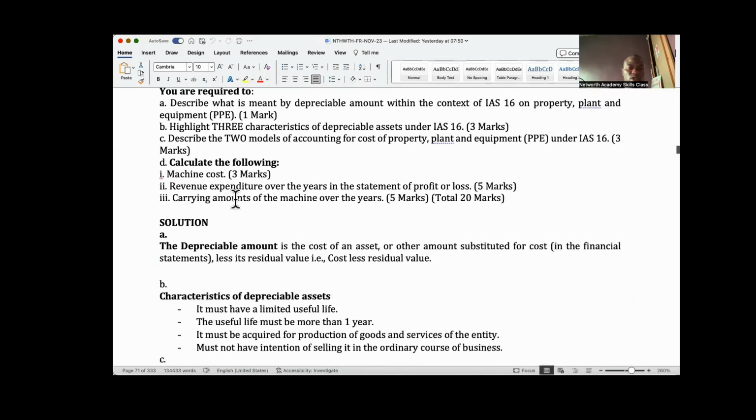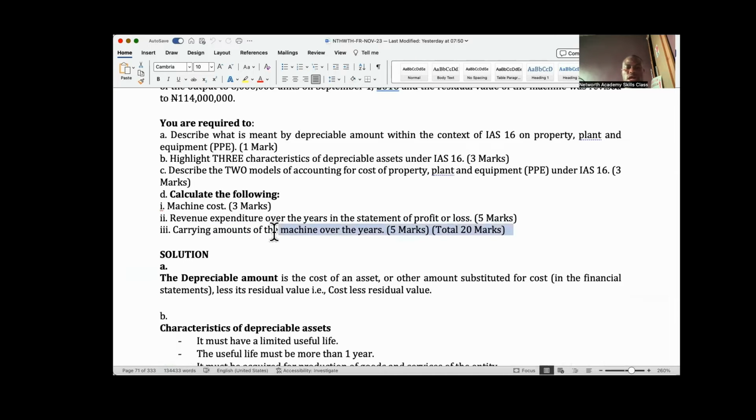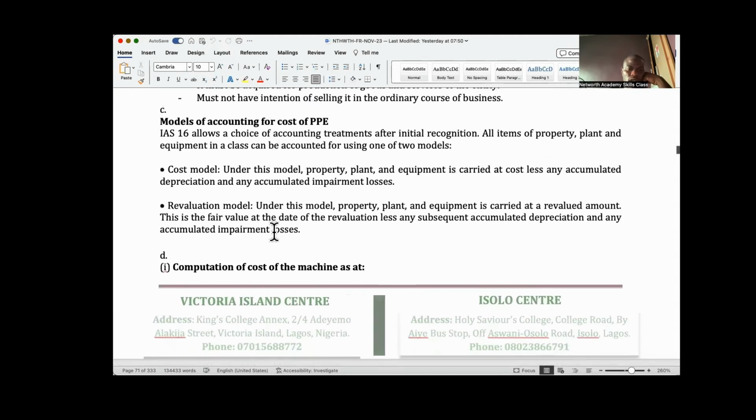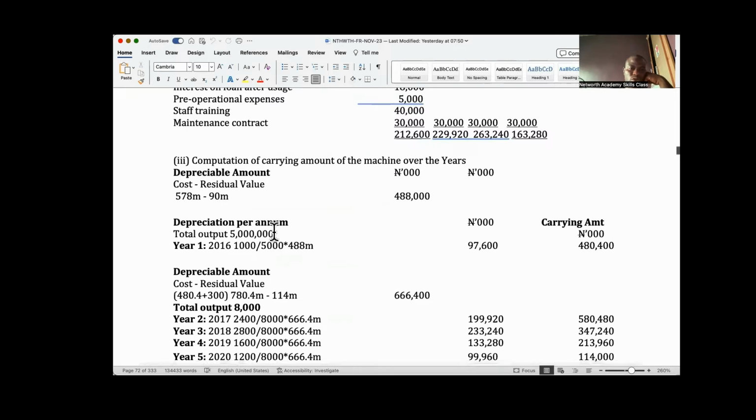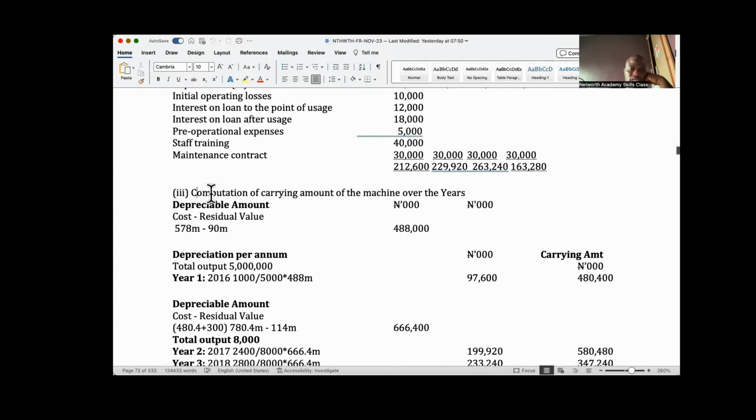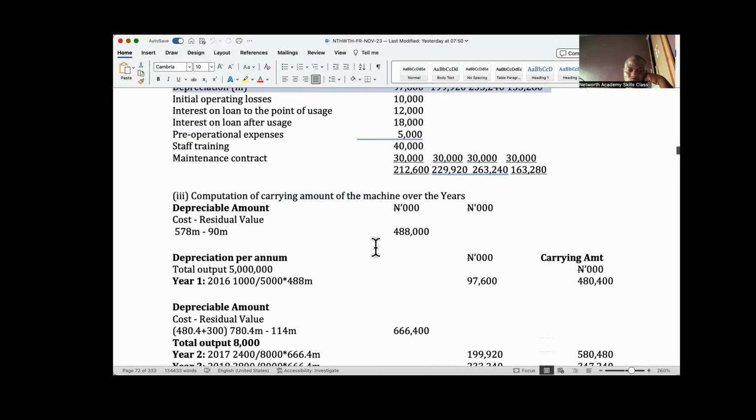And which is the next question that asks us to determine carrying amount. And you know that when you say carrying amount, we are talking about cost minus accumulated depreciation. That is carrying amount. Anytime, any day. Carrying amount is cost minus accumulated depreciation. So for this now, how do we get our carrying amount? In determining this carrying amount now, we would also get this depreciation.